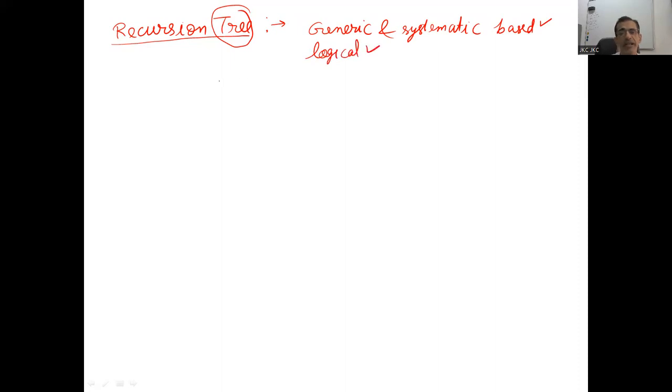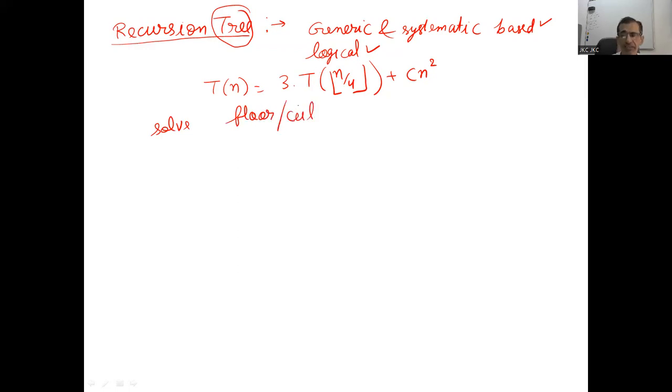For example, I take a relation T(n) = 3T(floor(n/4)) + Cn², say solve it. First thing is, we have already seen that floor and ceiling etc. don't make much difference, because later I will be able to convert that to a less than or equal to symbol. So they become insubstantial, and hence we need not bother much about that.